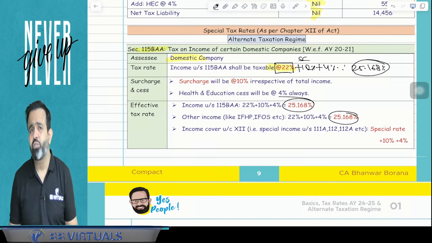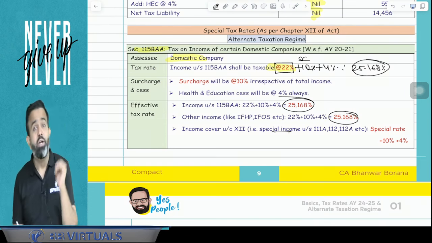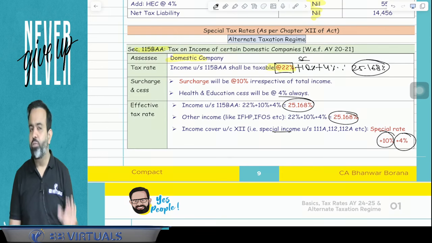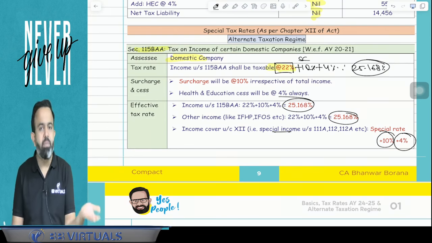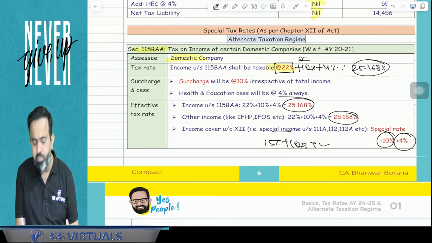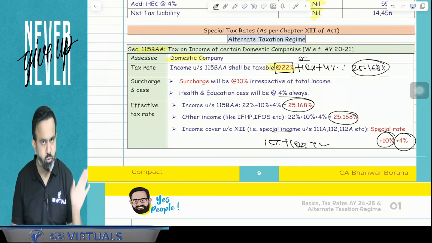What about the special rates of income tax? Guys, special rates of income are taxable as per special rates only. But always remember, here you have to add the 10% surcharge and 4% health and education cess. So suppose there is a short-term capital gain under 111A, then your tax rate will be 15% plus 10% plus 4% as your final tax rate. You got my point or not?